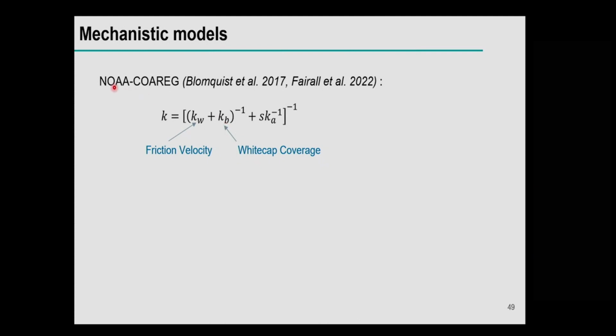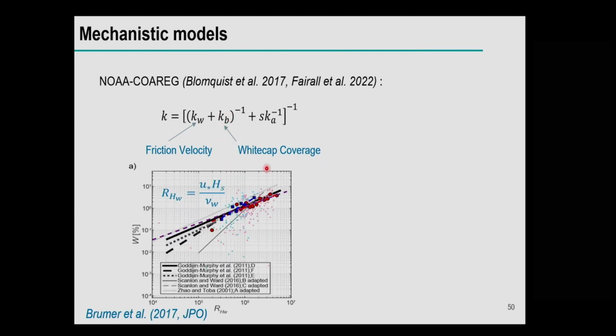So this is also what's done in the extension of the core algorithm for gas transfer, where this bubble part is just a function of the whitecap coverage. The data from high winds also showed that the whitecap coverage could be nicely parameterized by this Reynolds number that I talked to you about before.